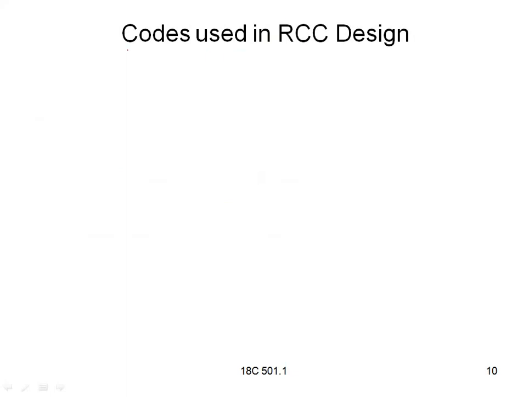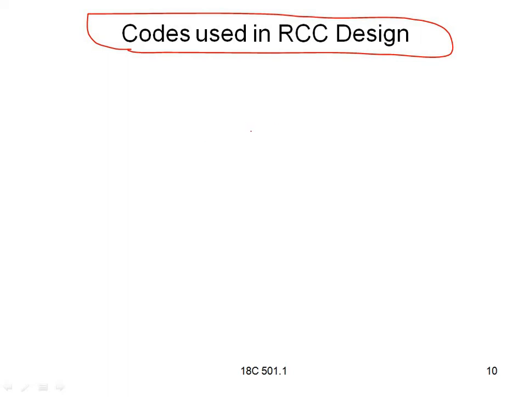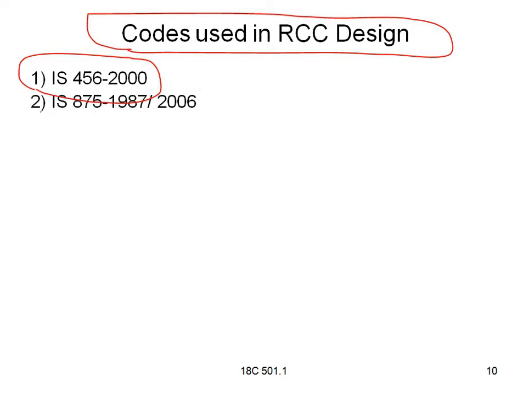And next is codes used in RCC design. So we are having some of the codes. For RCC we have to take the IS 456, Indian Standard 456 2000 code book. In that you will have all the design processes. So that is called IS 456 2000. And we are having the IS 875 1987 slash 2006 code book also. So we can use the second one also.